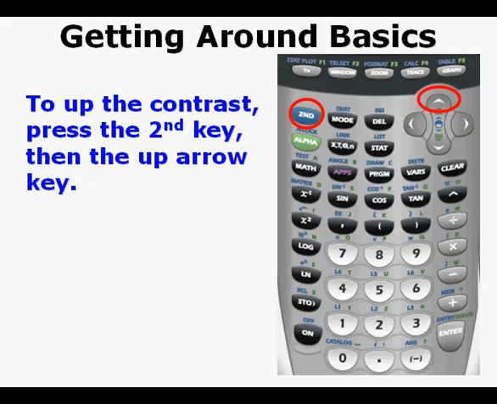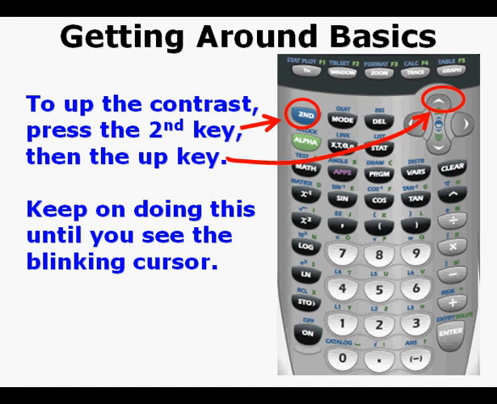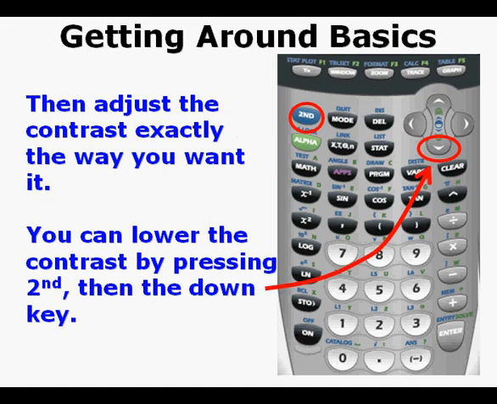To up the contrast, press the second key, then the up arrow key. Keep on repeating the process until you see the blinking cursor. After the blinking cursor appears, continue the process until you have the contrast you want. You can lower the contrast by pressing second, then the down arrow key, and repeat that process.